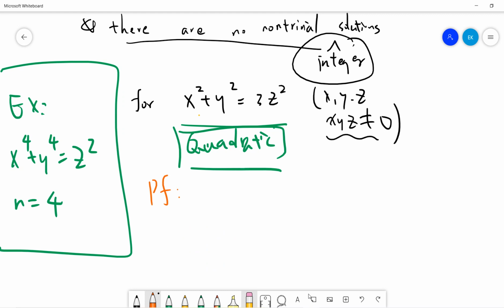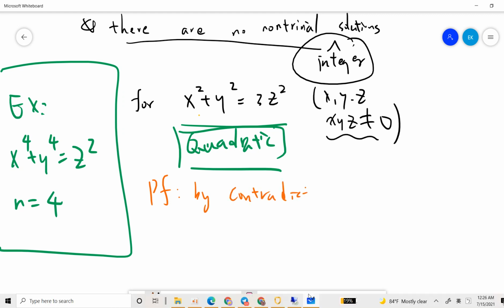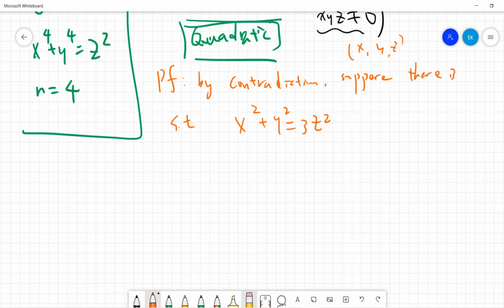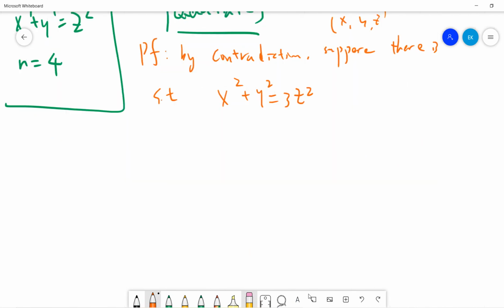Our idea is using the so-called infinite descent, which is a technique where you prove by contradiction. So suppose there is a solution x, y, z such that x squared plus y squared equals 3z squared. After you have a solution, let's do modulo 3. So we get x squared plus y squared equals 0 mod 3.